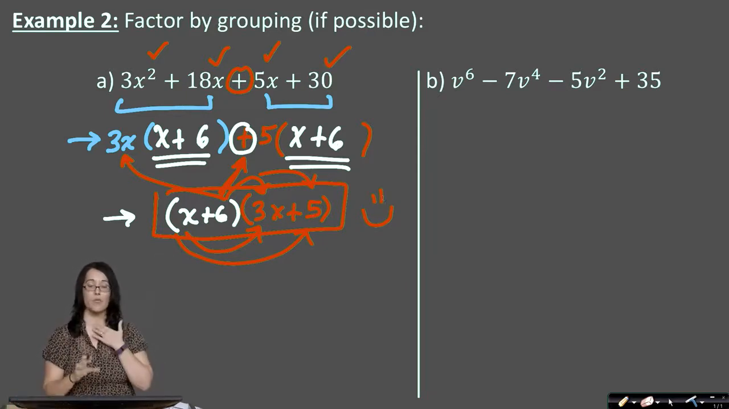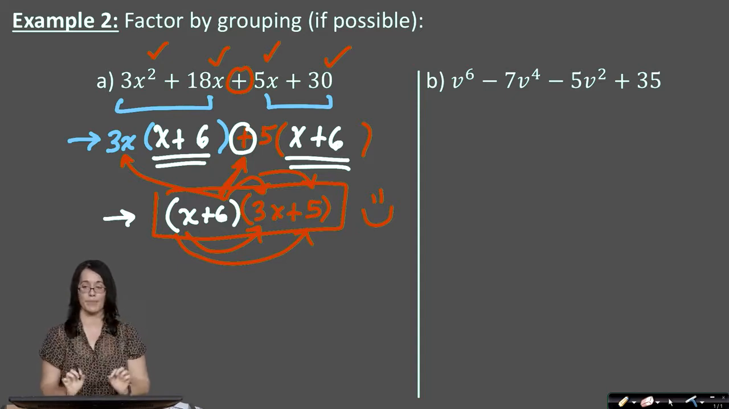In fact, if you get one of those wrong, it's going to make your future algebra problems impossible to get the right answers. So you're going to need to have the ability to know that you're right. Okay, try B on your own. It looks a little bit wonky, but it's the same exact type of problem.